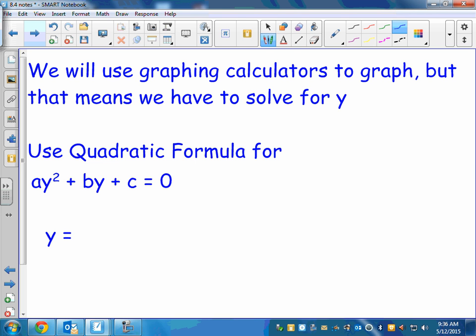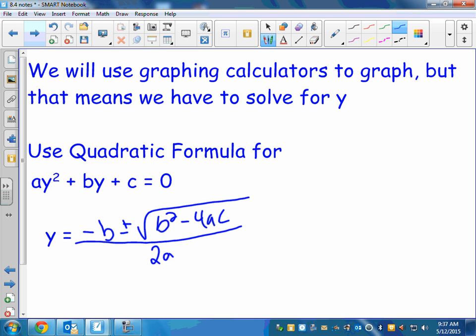Okay, so we're going to have to solve for y, because on the graphing calculator, if you go to the graph button and you're in function mode, it's y equals. And so we have to get y by itself. So generically speaking, if I was going to do the quadratic formula and I had something in front of the y squared term, a y term, and a constant, remember that the quadratic formula is negative b plus or minus the square root of b squared minus 4ac all over 2a. I won't torture you with the song.